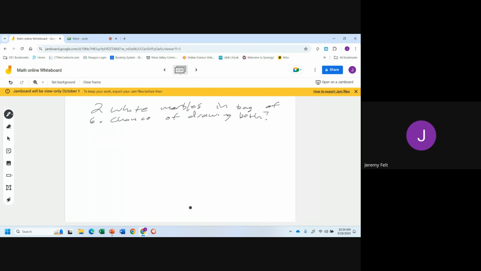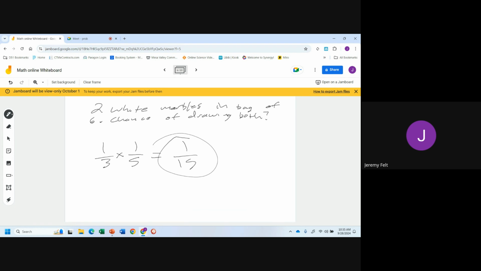Okay, let's say we have 2 white marbles in a bag of 6. What's the probability or chance of drawing them both? Well, the first marble, I have a 2 in 6, or reduced down to 1 in 3 chance, but now I no longer have 6 marbles. I have 5. I don't have 2 white marbles in there. I just have 1 left. So I have a 1 in 15 chance of that happening.